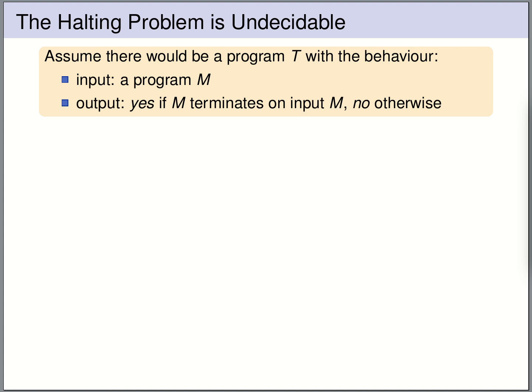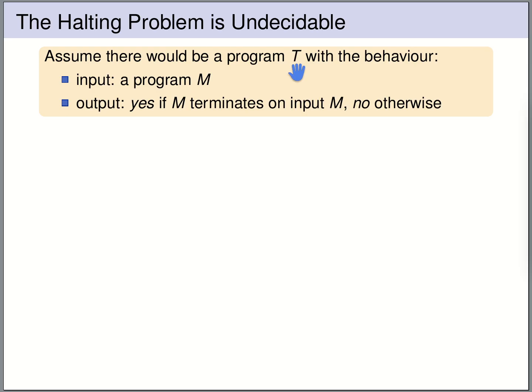Then we could also make a program T with the following behavior. It takes as input a program M, and it decides whether M terminates on input M or not. The program T is a special case of the program that decides the halting problem. Instead of deciding whether M terminates on some input X, T just decides whether M terminates on input M. So the input, instead of an arbitrary input X, is now just the program M itself. So if we would have a program deciding the halting problem, we could easily make a program T from it.